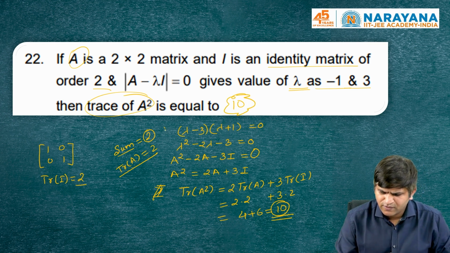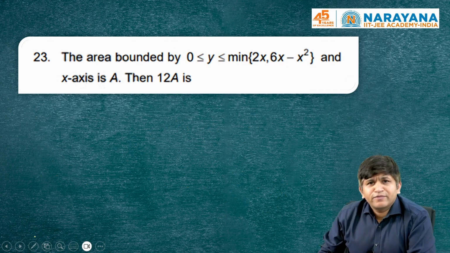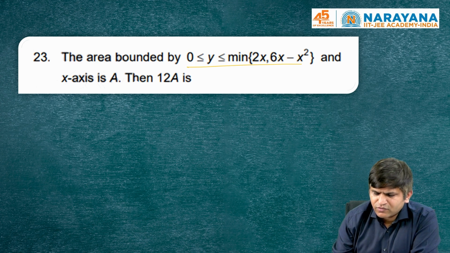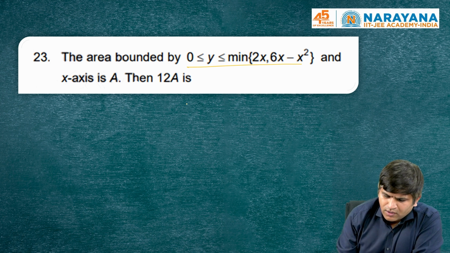So this was a very easy problem from the chapter on matrices. Okay, so in this problem we have to find the area bounded by the given curves, taking the minimum of these two curves. So first let's draw the graph.